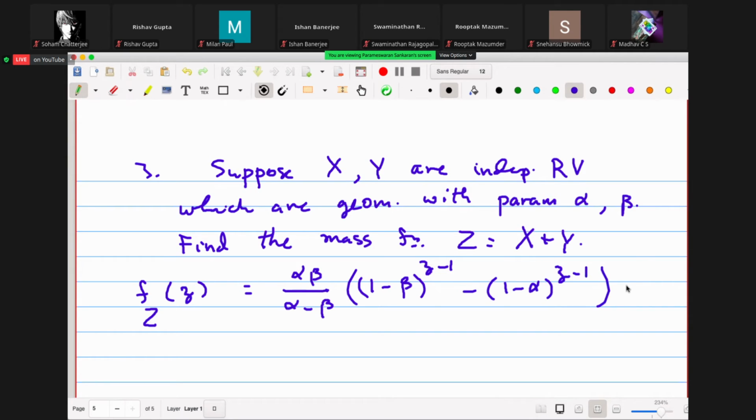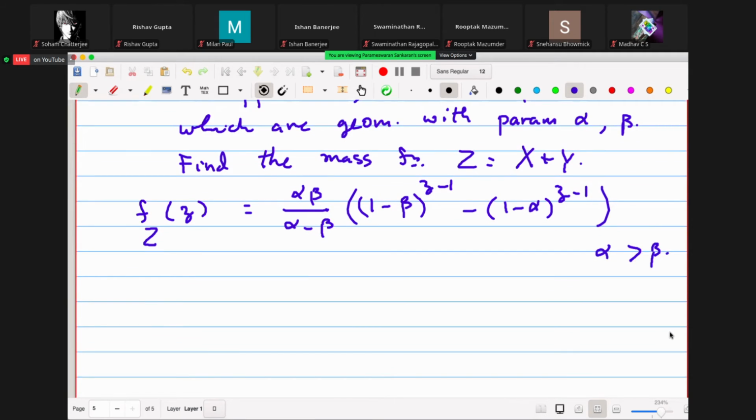So this is definitely alpha not equal to beta. We have to assume that. And which one is smaller? Okay, alpha is strictly bigger than beta, let's assume that. Actually, what is important is that alpha is not equal to beta. Otherwise, this is negative and this is also negative. So it really doesn't matter, but let's assume that this is the case.